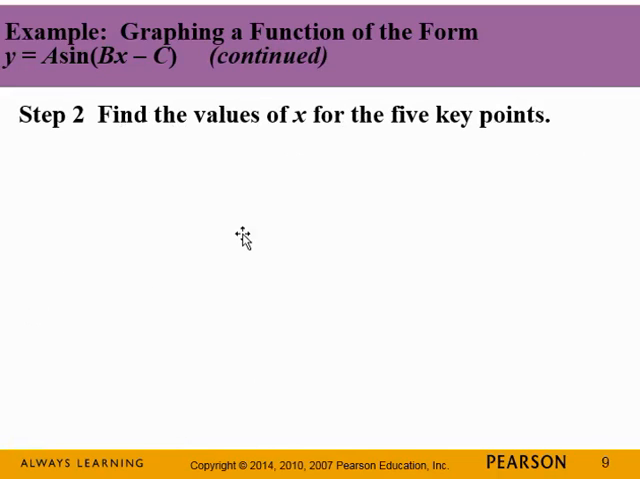So find the values for x of your 5 key points. In order to do this, you first have to take your period and divide it by 4. So our period is pi, so pi over 4.